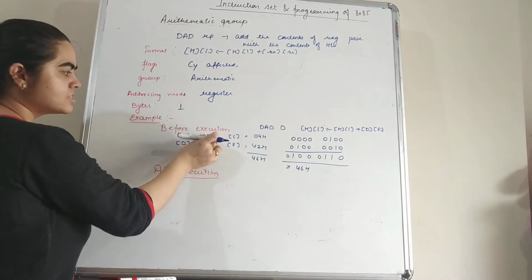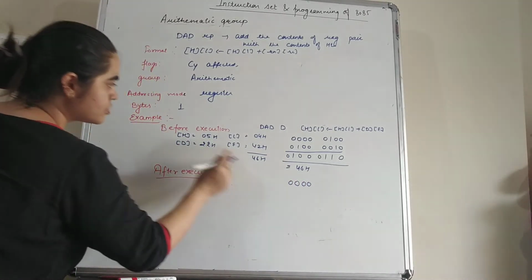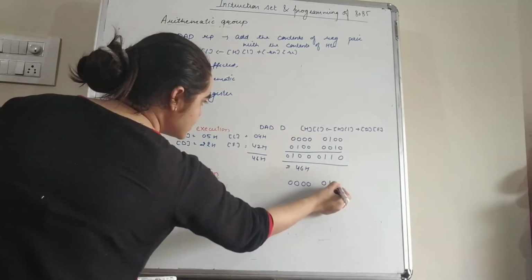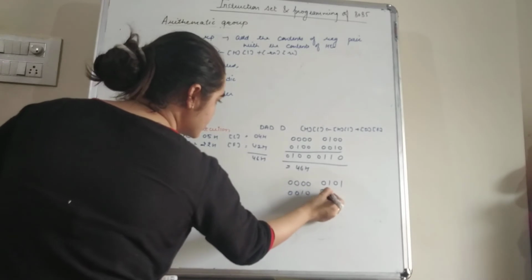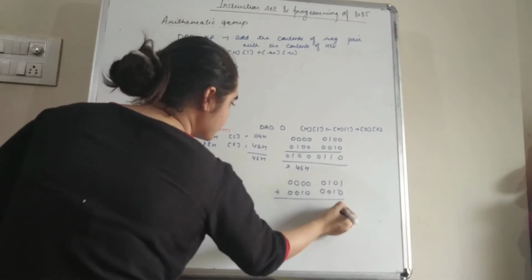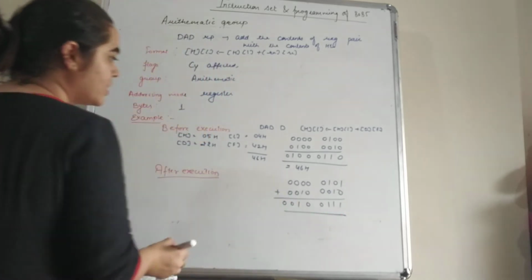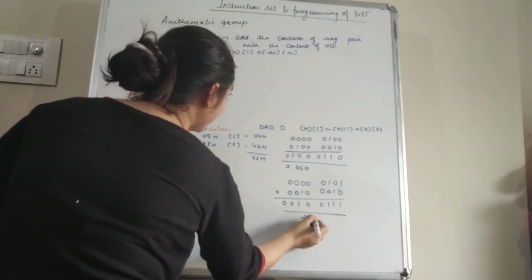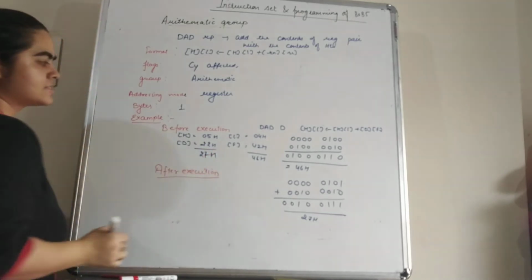Now we add 05 with 22H. 05 is 0000 0101. 22 is 0010 0010. Adding these two numbers gives 0010 0111, which we can write as 27H. So after adding H and D we have the value 27H.